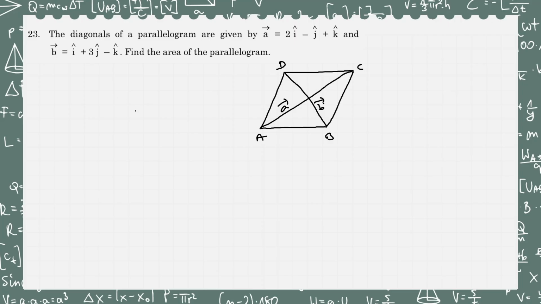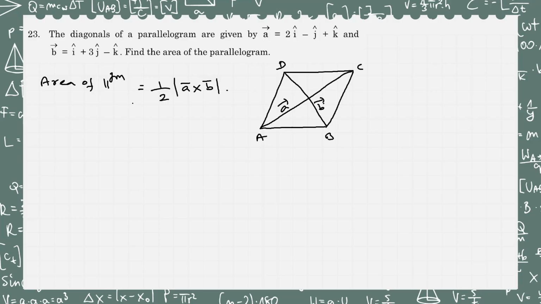So we know by the definition of the area of a parallelogram, if the diagonals are given, then the area of the parallelogram will be half times the magnitude of the cross product of the diagonals.